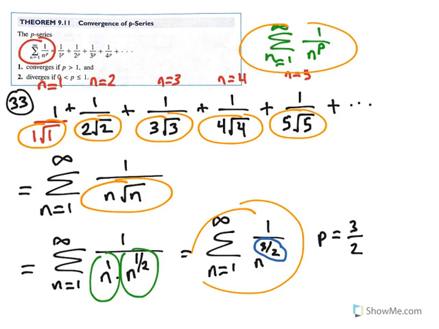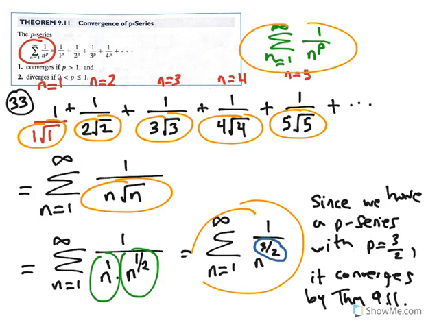And to state the conclusion, you just refer to the theorem, which states that if the value of P is greater than 1, then the P series converges. And you can state your conclusion, as I have done here. You would just write, since we have a P series, and P is equal to 3 over 2, it converges by theorem 9.11. And that's all you need to do.